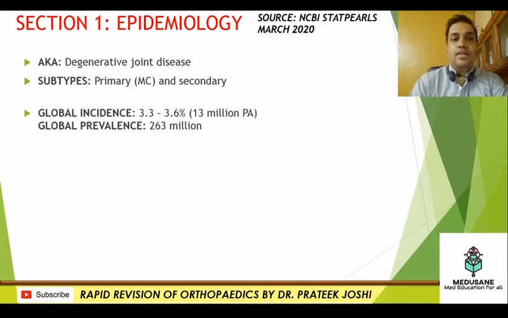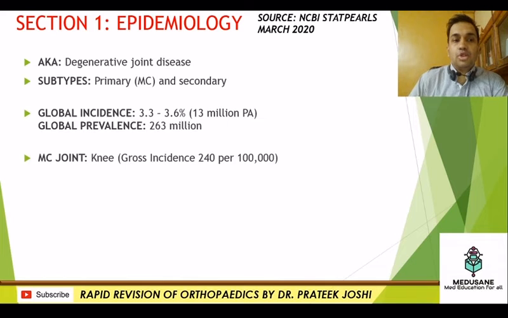Moving on, the global incidence of osteoarthritis is 3.3 to 3.6%, combining both the genders. In absolute numbers, it is about 13 million cases per annum. Remember, this is incidence, and therefore when we say 13 million, it is a reference to 13 million new cases per annum. And the global prevalence is about 263 million cases, which means that at any given point of time, there will be around 263 million patients of osteoarthritis throughout the world.